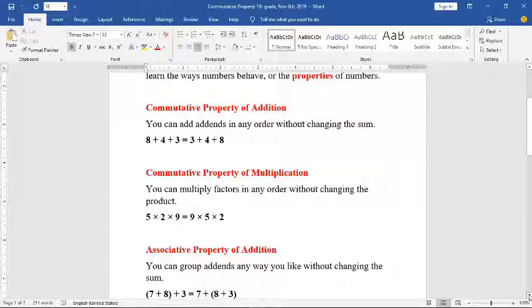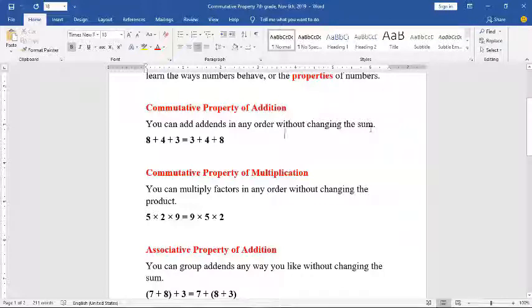Let's see first the commutative property of addition. The first property is the commutative property, and it's a property of addition. What is it exactly? You can add addends. Do you know what an addend is? The addends are the different parts of an addition problem. 8 is an addend, 4 is an addend, 3 is an addend too. You can add addends in any order without changing the sum.